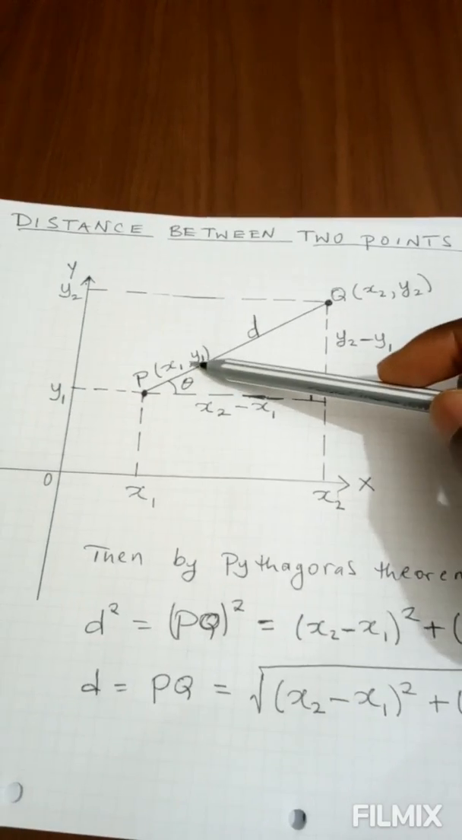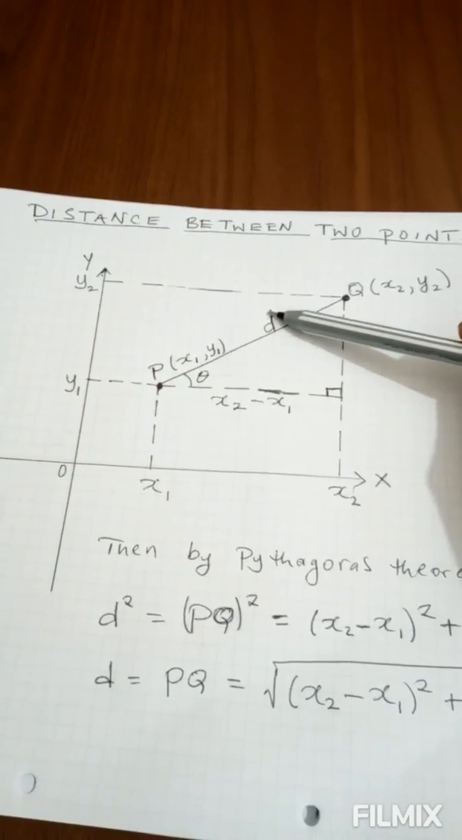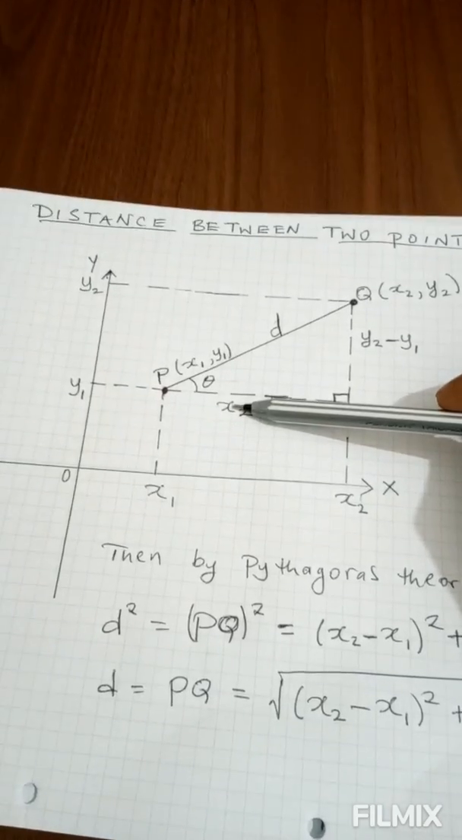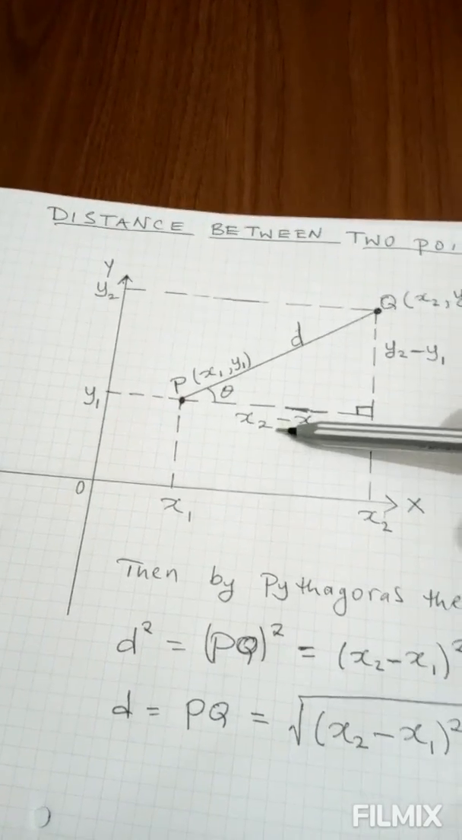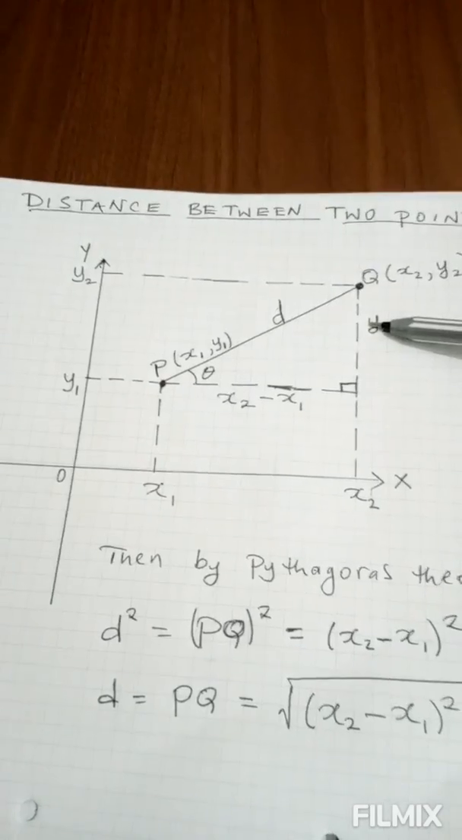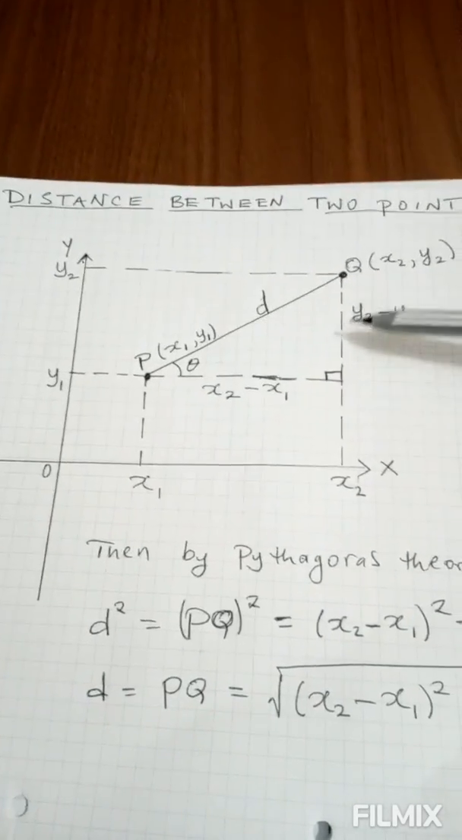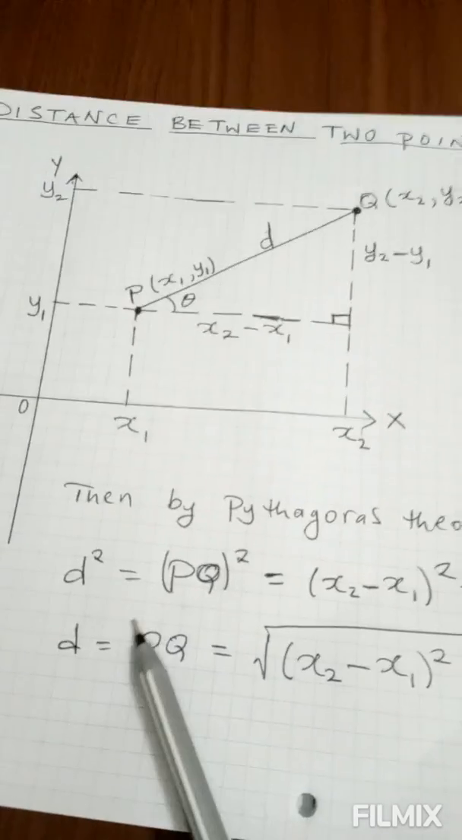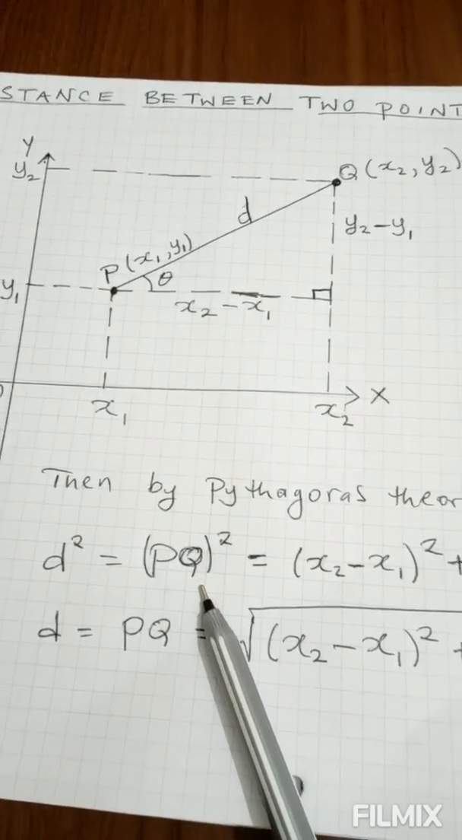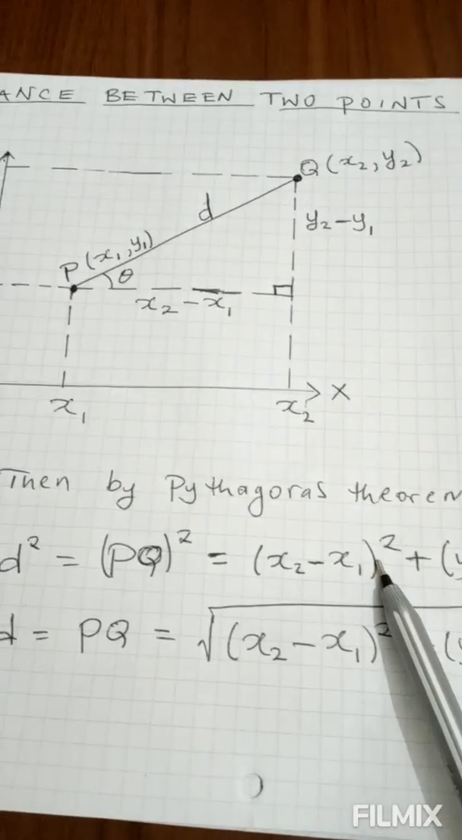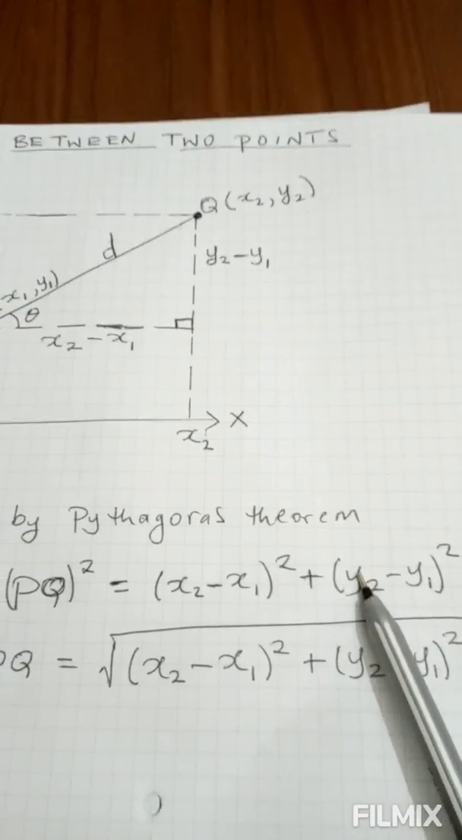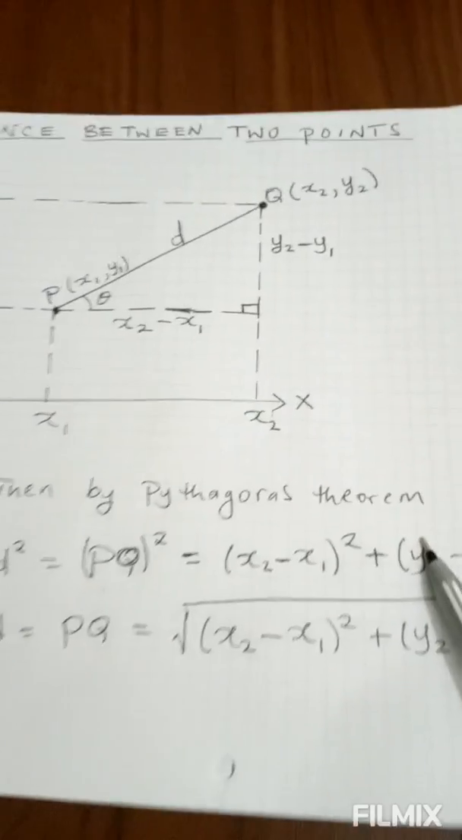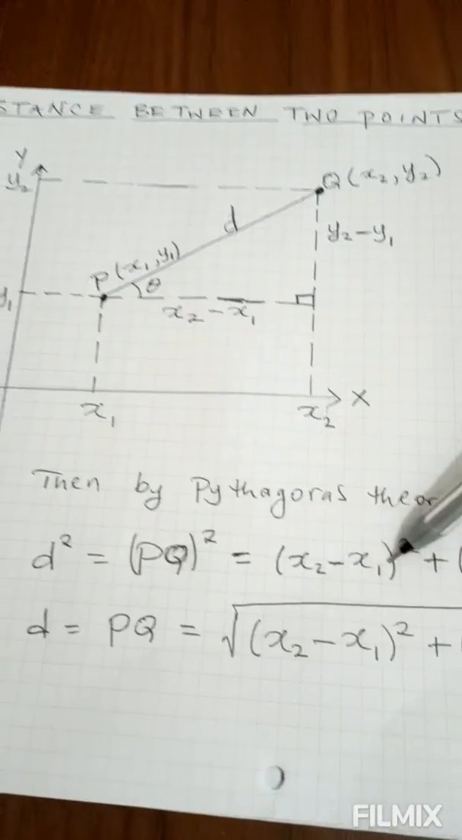So now we know that d squared is equal to this side squared plus this side squared, because we have performed Pythagoras theorem on this triangle. So this is what it is actually. D squared is equal to PQ squared is equal to (x2 minus x1) squared plus (y2 minus y1) squared. Now since this distance is squared, how would we find the actual distance?